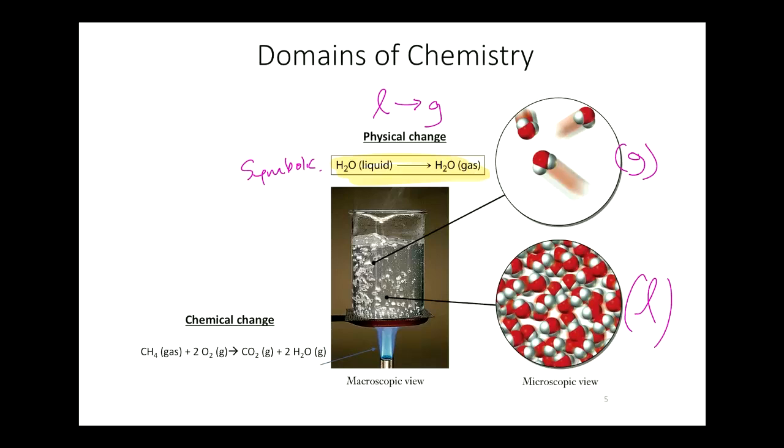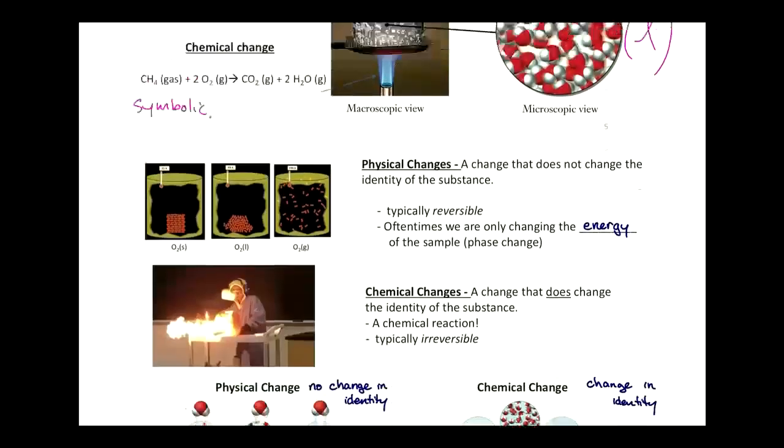One other thing happening here, and I will point out, turning water from a liquid to a gas is called a physical change. Versus this reaction, which is the combustion of methane. This is a chemical change. So this is also using the symbolic domain to represent something that's going on, but it's different. One of them is a physical change, one of them is a chemical change. And I think I have that on the next slide here, differentiating them.